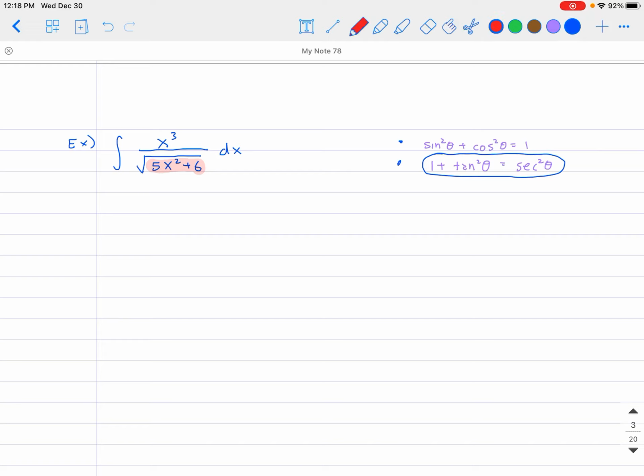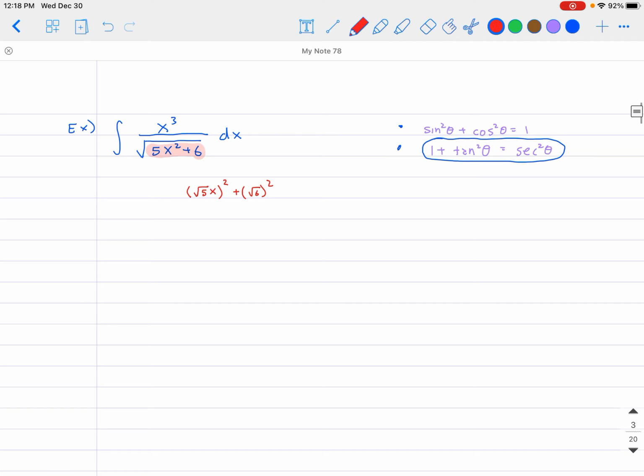Now, just to rewrite it so you can see it a little bit better, I see this as the square root of 5 quantity x squared, plus the square root of 6 quantity squared, if that helps you see it a little bit better, okay? So what that tells me is that I probably need to make some sort of substitution for the square root of 5 multiplied by x. And then that is supposed to be equal to some sort of tangent of theta, okay?